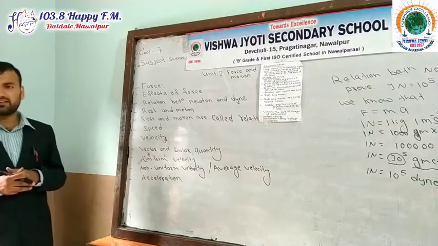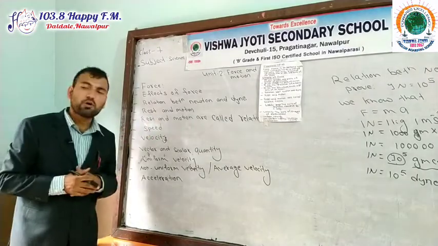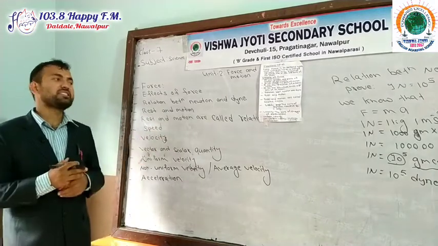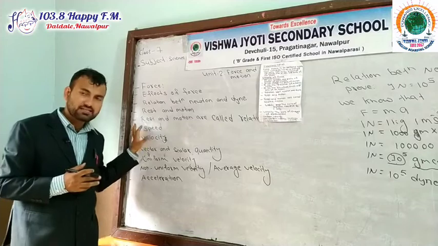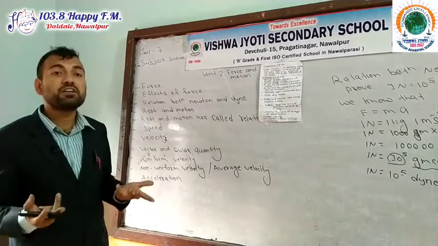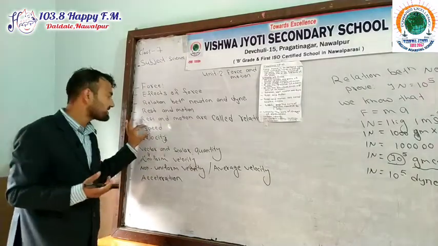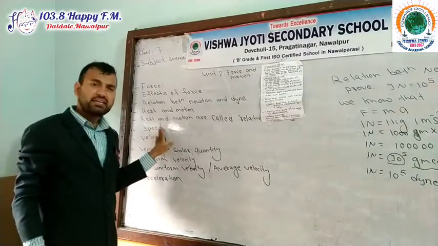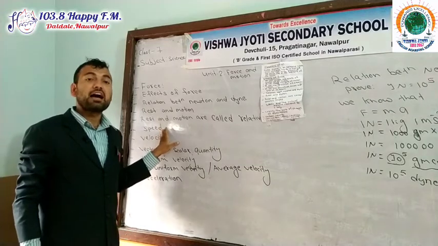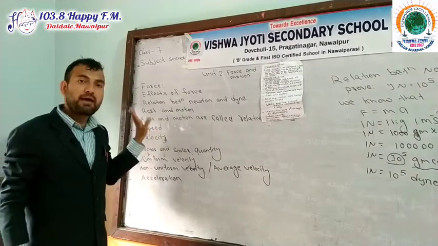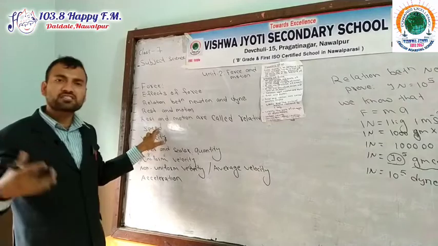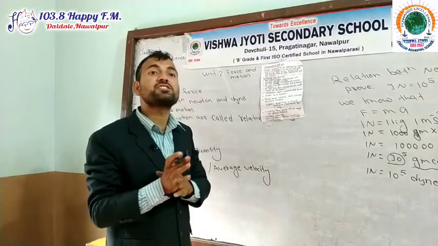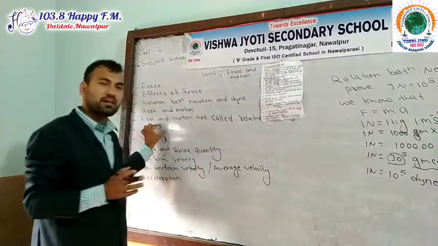Speed. What is speed? Distance covered by a body per unit time is known as speed. Speed is a scalar quantity. It has only magnitude but no fixed direction. What do you mean by scalar quantity? Those quantities which have only magnitude but no fixed direction are known as scalar quantities.